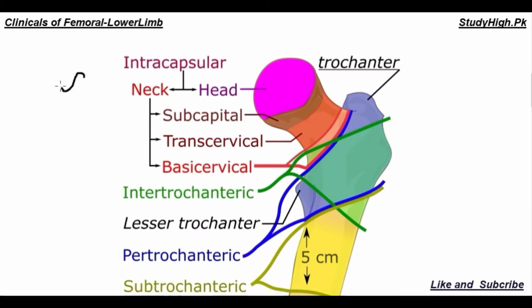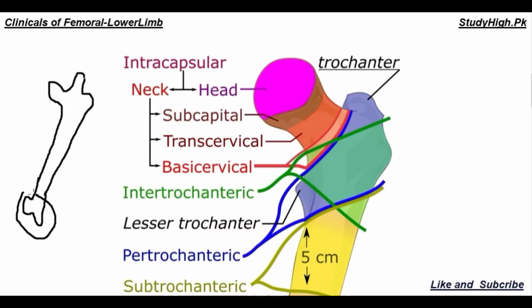Here is a femoral bone. First I will discuss the clinicals of the proximal part of the femoral bone. Then the different types of fractures related to its shaft, and at last the consequences and fractures related to the distal end of the femoral bone. First, I want to inform you of the different parts. I just want to revise.